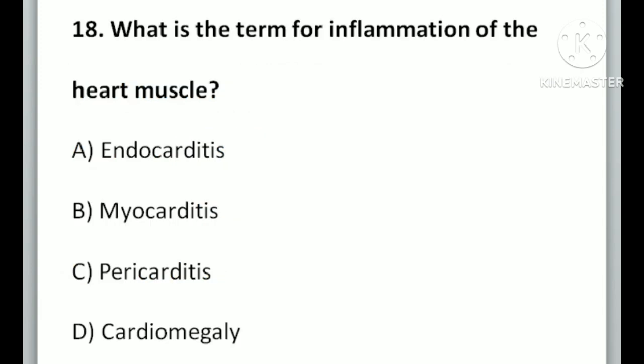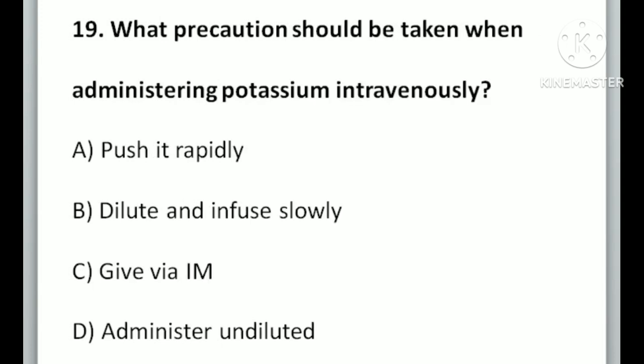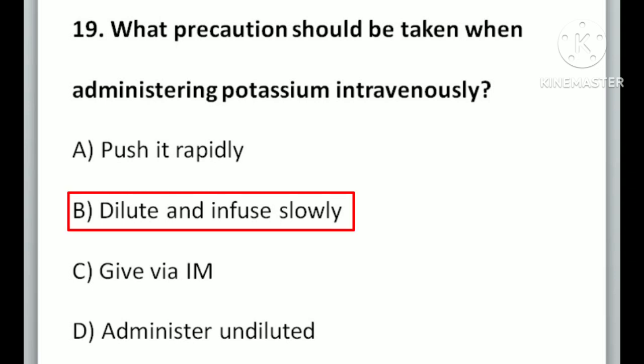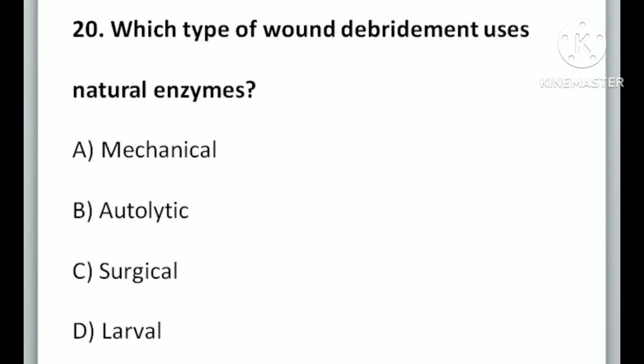18. What is the term for inflammation of the heart muscle? Correct option is B. Myocarditis. 19. What precaution should be taken when administering potassium intravenously? Correct option is B. Dilute and infuse slowly. 20. Which type of wound debridement uses natural enzymes? Correct option is B. Autolytic.